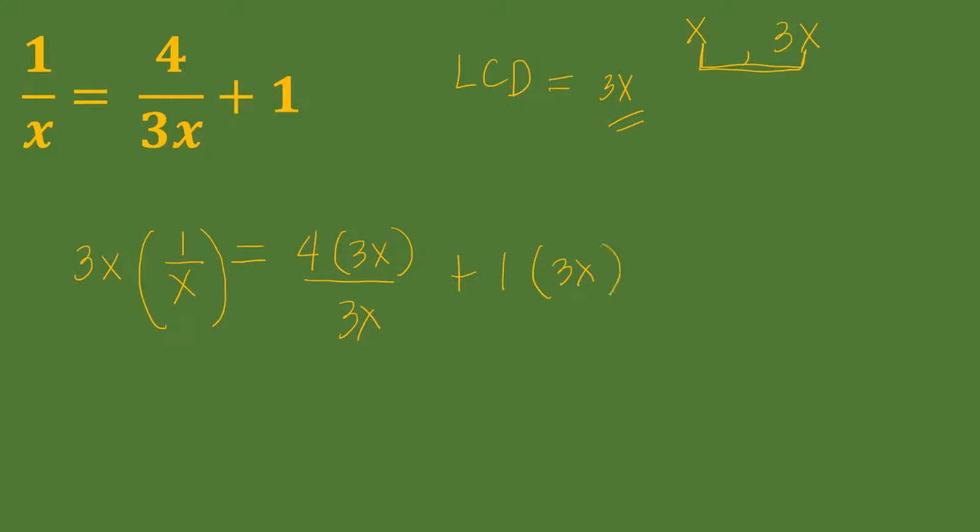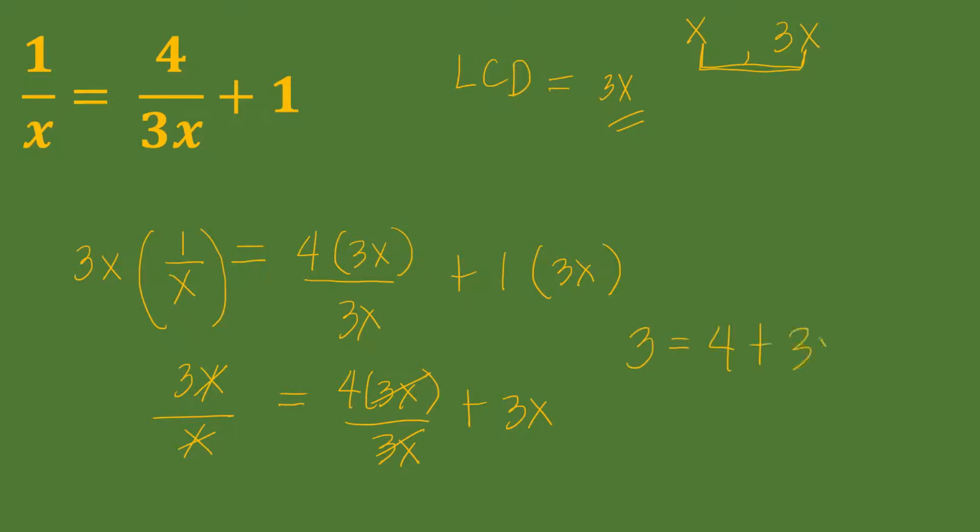So we multiply both sides. So that will be 3x over your x equals, so we will have 4. Let me write that one as this: 3x over your 3x plus your 3x. 1 times 3x equals 3x. Cancel the x on the left side, then 3x and another 3x on the right side. So what we will have here now is 3 equals 4 plus 3x.